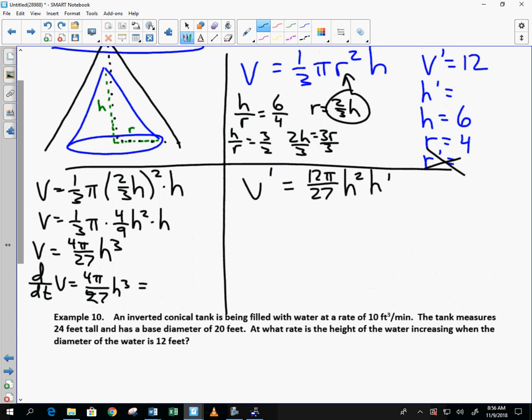Do we know the current volume? Or do we know the rate of change of volume? It's 12 pi over 27 times 6 squared, which is 36 times H prime.